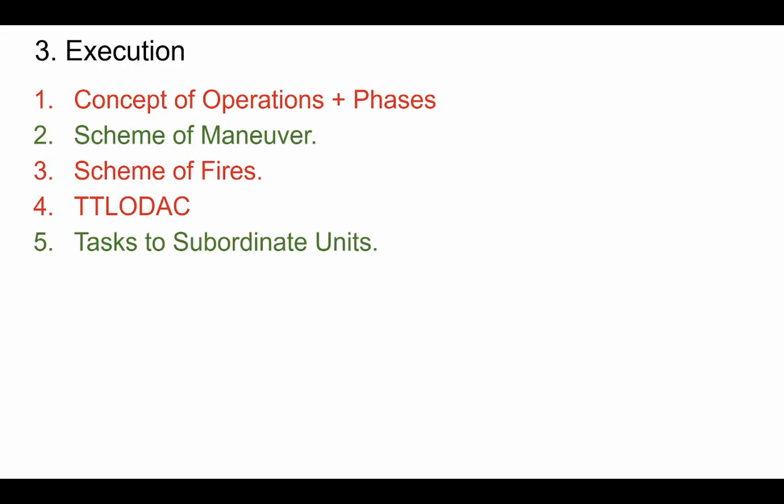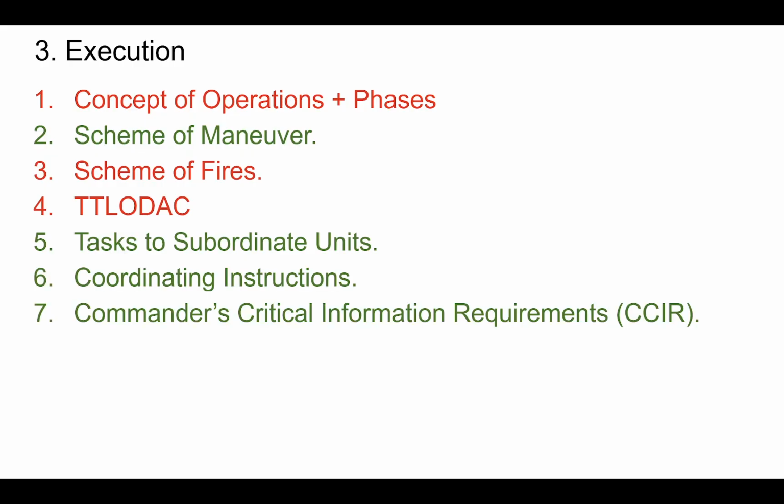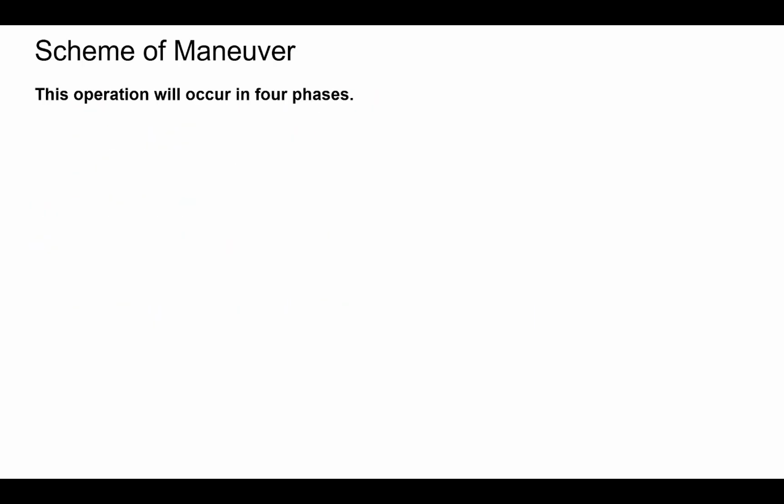Tasks to subordinate units. This is important, so the company commander should be giving very specific tasks to each platoon, and we'll touch on that later. The coordinating instructions are important. The CCIRs are going to be important as well. They're not really going to affect the mission per se because not a lot of them usually happen, but we'll get into that. The timeline is super important. Priority of rehearsals can be, and we'll touch on that. But those are the 9 different aspects of the execution paragraph.